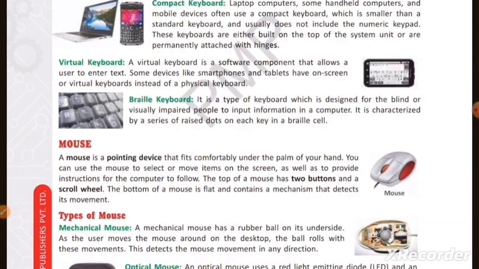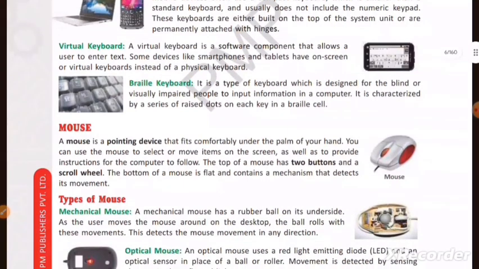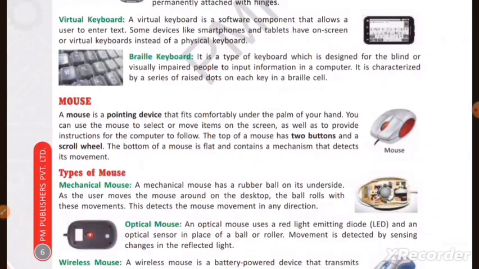Braille keyboard. It is a type of keyboard which is designed for blind or visually impaired people to input information in the computer. It is characterized by a series of raised dots on each key in a braille cell. Means these keyboards are basically designed for visually impaired or blind people to help them to type or to give commands to the system unit.